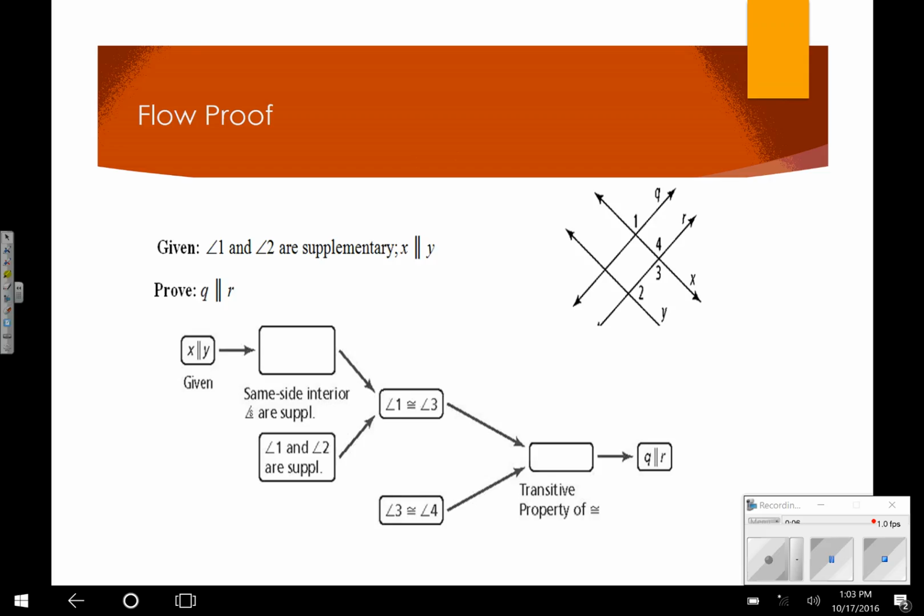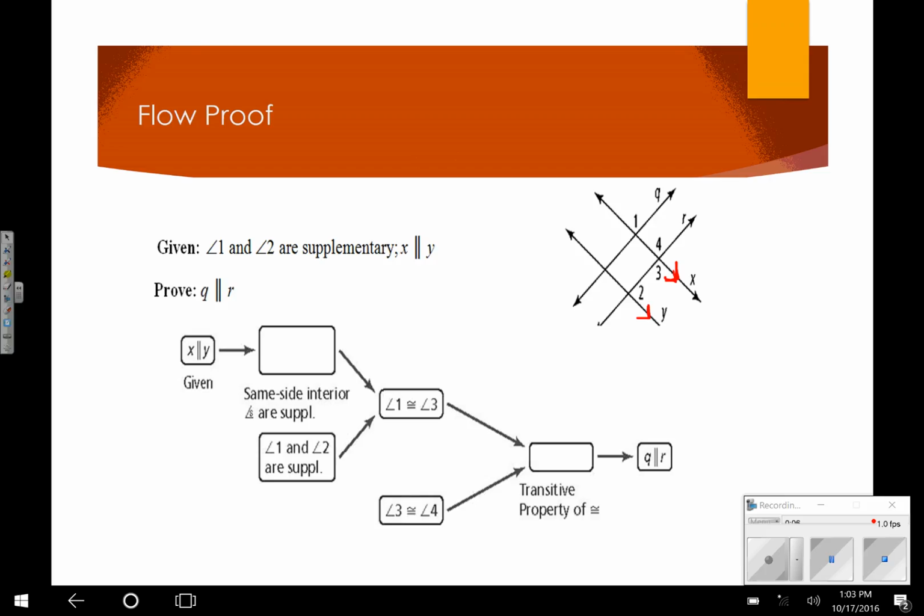So if I know that 1 and 2 are supplementary and x is parallel to y, the first thing I want to do is mark my diagram with the arrow so I know that x is parallel to y, because it helps me a little bit. I want to prove that q is parallel to r. So since we're proving lines are parallel, we know we're going to use a converse at some point.